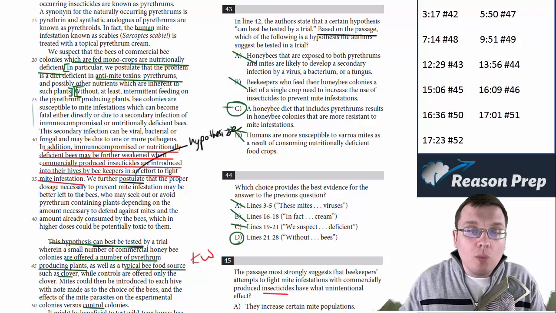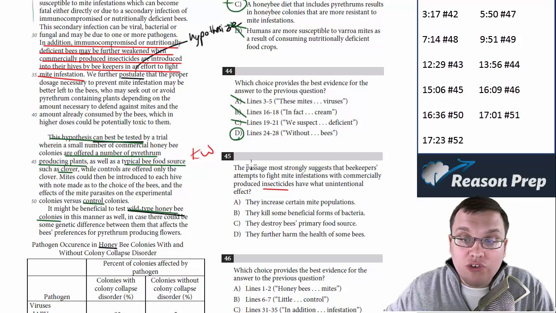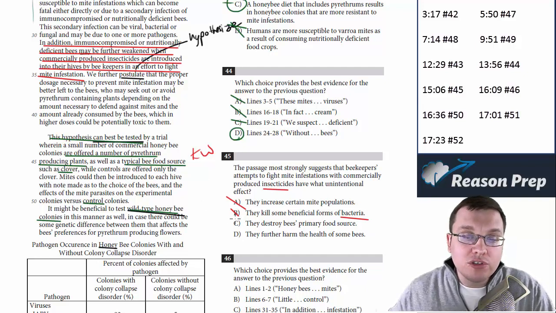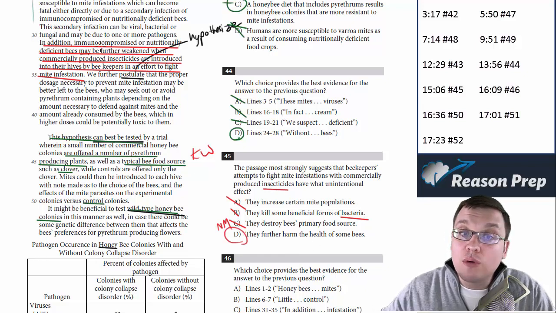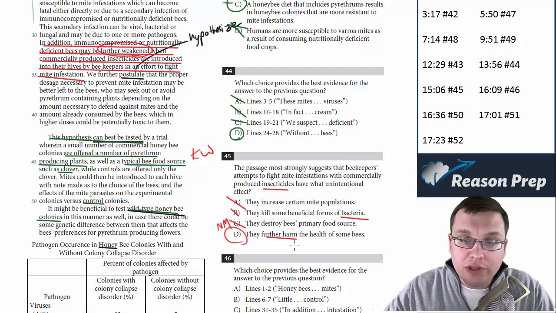So in other words, what happens when you use the insecticides to fight the mites? Well, it actually weakens the bees further. So they increase certain mite populations? No. They kill some beneficial forms of bacteria. They mentioned bacteria in this passage, but that wasn't mentioned in this discussion of insecticides. They destroy bees' primary food source, not mentioned at all, right? Not mentioned in the passage. They further harm the health of some bees. Yeah, that's exactly what we see, right? Further weakened, further harm. Fits perfectly.